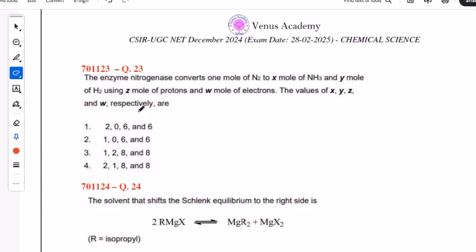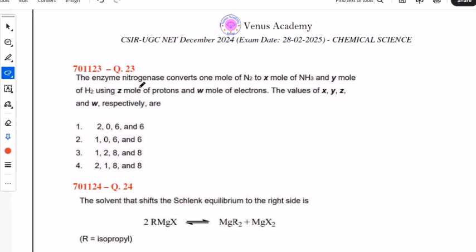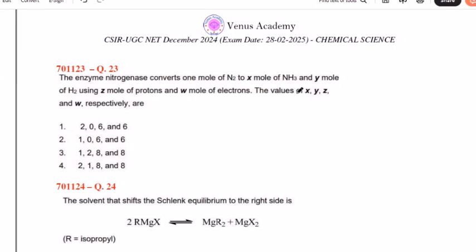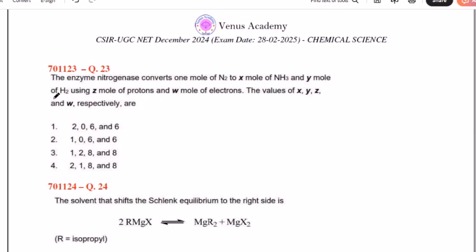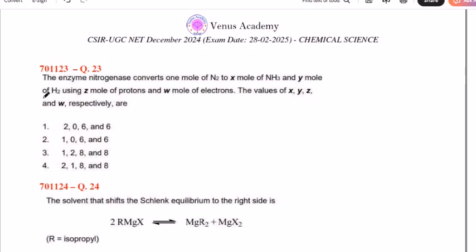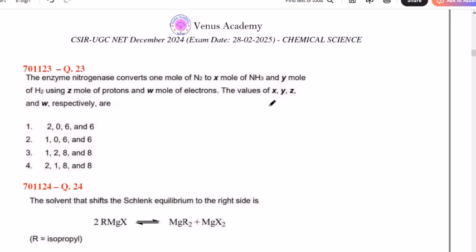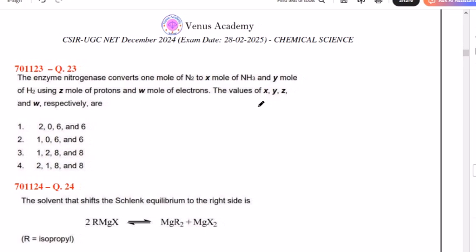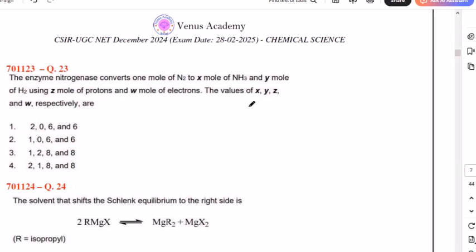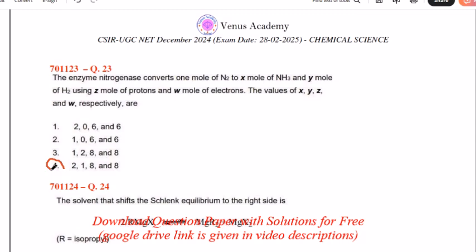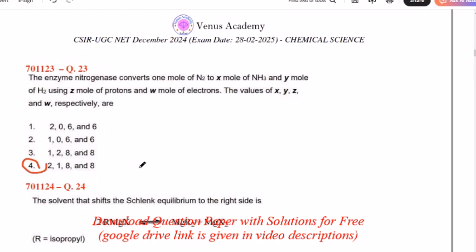Next, question number 23. The enzyme nitrogenase converts 1 mole of nitrogen to X mole of ammonia and Y mole of hydrogen using Z mole of protons and W mole of electrons. The values of X, Y, Z and W respectively are given by option number 4, that is 2, 1, 8 and 8.